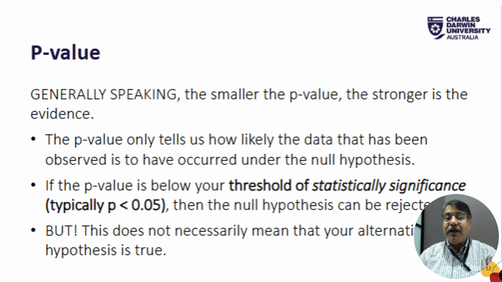Strictly, the p-value definition: it is a measure used in statistical hypothesis testing to help determine the significance of our results, and it represents the probability of observing our data, or something more extreme, assuming the null hypothesis is true. The p-value only tells us how likely the data that has been observed is to have occurred under the null hypothesis. Think of a p-value as a way to measure how surprising your data is, assuming a certain hypothesis is true.